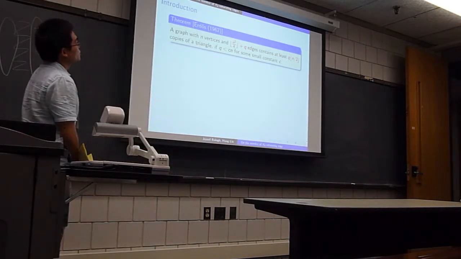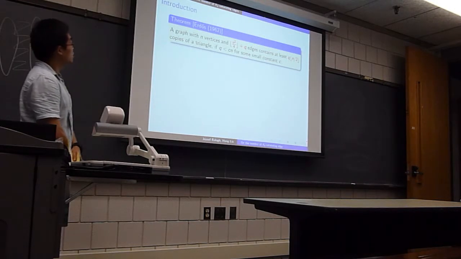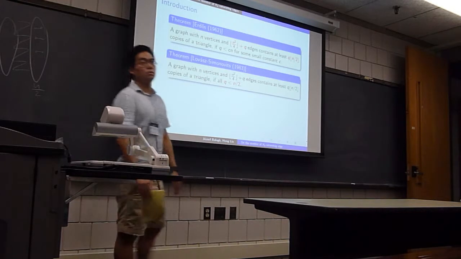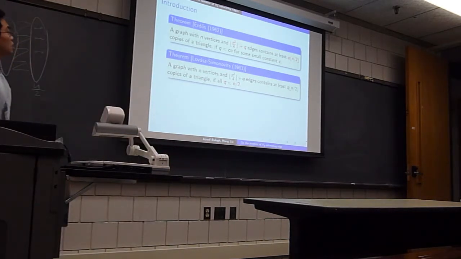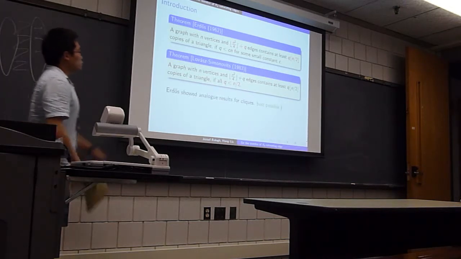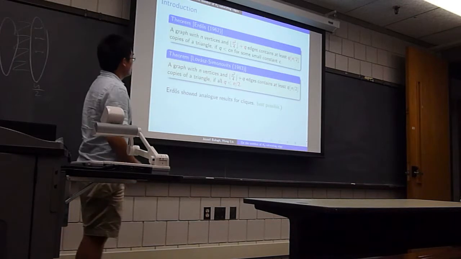It was conjectured by Erdős, and open for 20 years, that the constant c here can be taken as 1 over 2. It's a long-standing conjecture, proved by Lovász and Simonovits in '83.